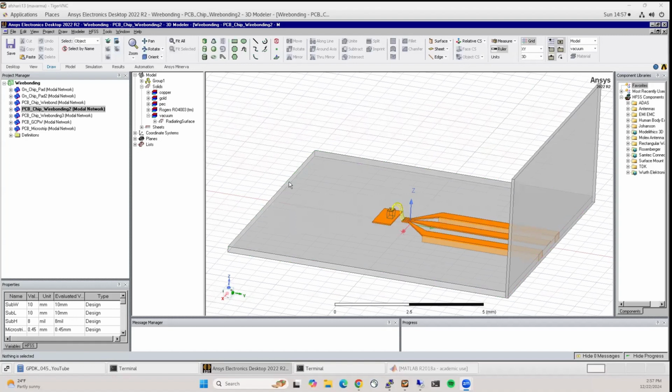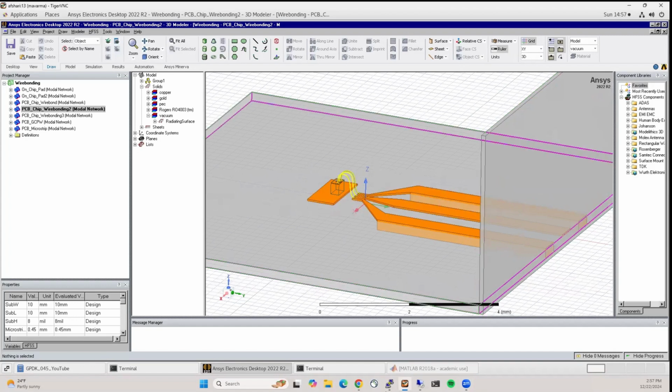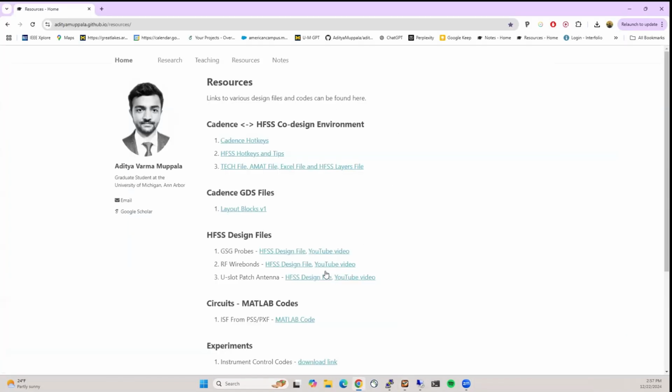Okay, so what you can do is you can go and download the previous HFSS file that I've used to make the Wirebond simulation that I uploaded earlier. You can find that on my website, so it's right here, RF Wirebond's HFSS design file. You can also watch the tutorial if you haven't already on how to actually draw these wire bonds. I'm not going to go over that again.